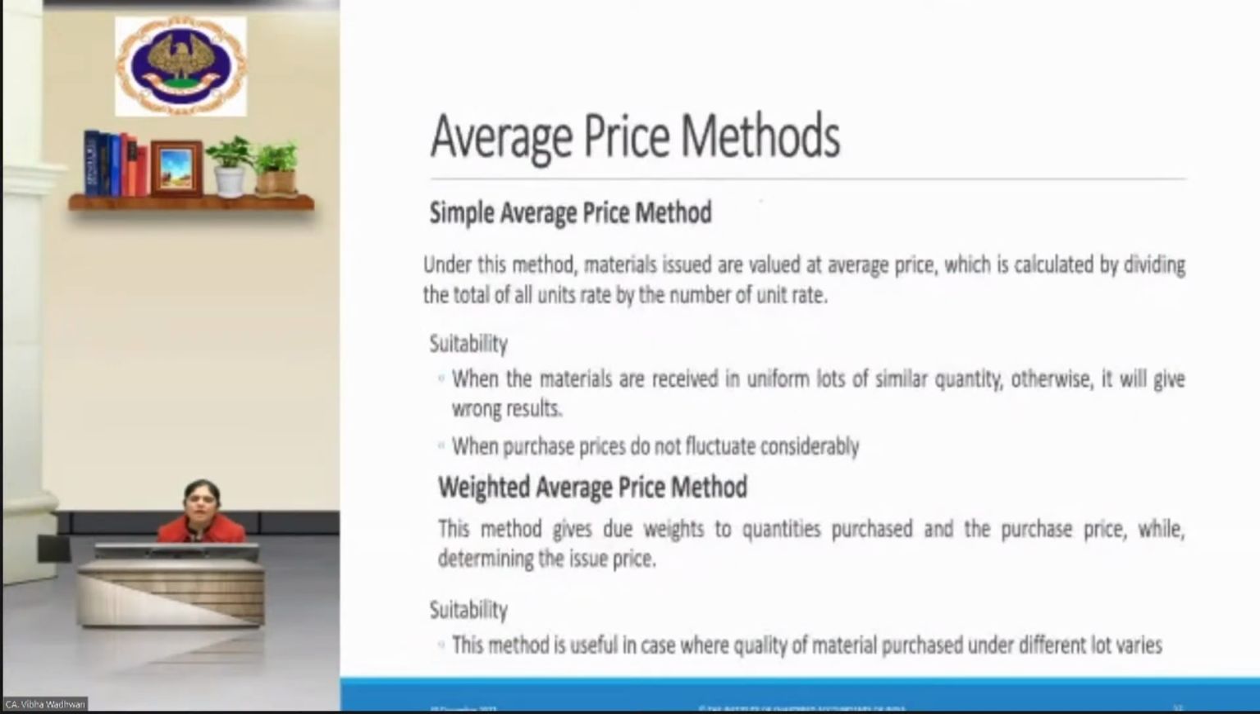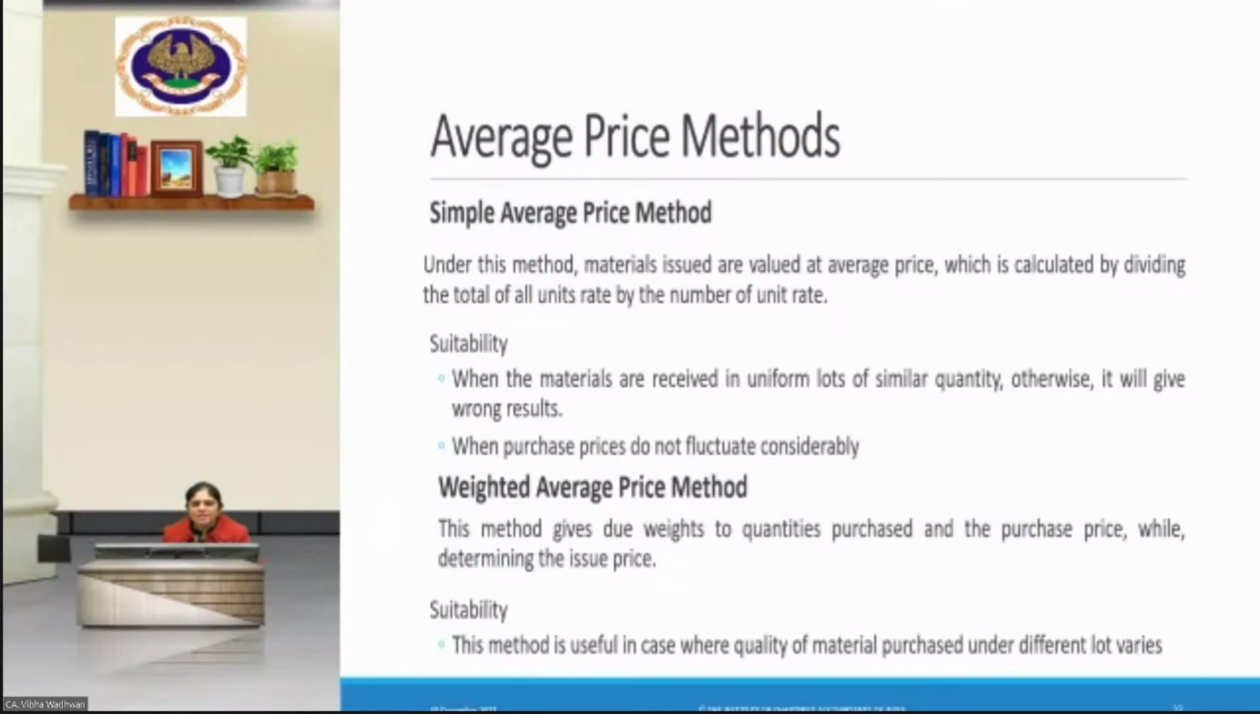Let us move to the average price methods quickly. The average price method does not take into account lot-wise purchases. Let us say I have 10 purchases before today. Today I have started the issue for production, and whatever purchases I have done so far will all be accumulated and a single price will be calculated. So the lot-wise purchase, and from which lot the material is coming, hardly has any significance in average price. Average price means all the lots and all the prices are diluted, everything is accumulated, and then a price is calculated.